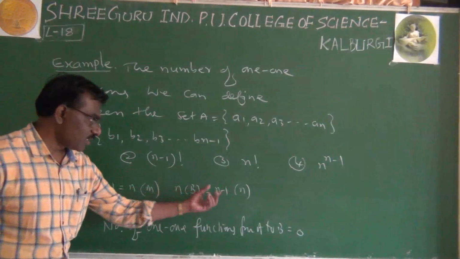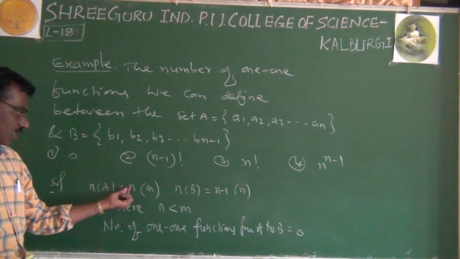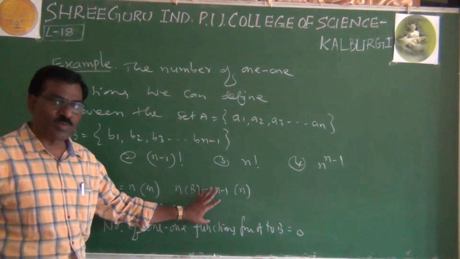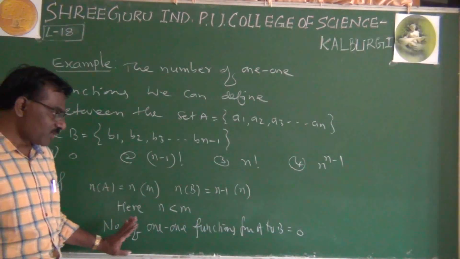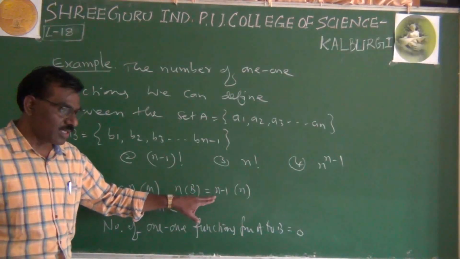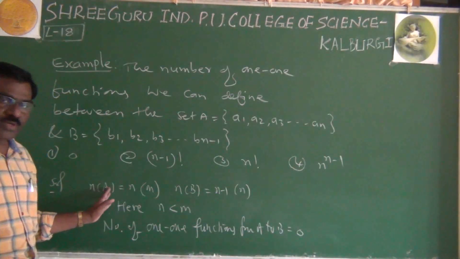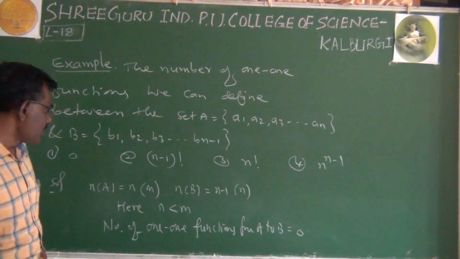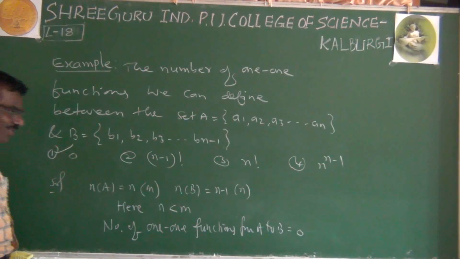n is less than m. A is smaller, A is bigger. If I take 5 here, then 4 comes here. If I take 6 here, then 5. This is smaller, this is bigger. So the number of elements of set B is smaller than the number of elements of set A. I think the number of one-one functions from A to B is 0. So the option is A. Very good.